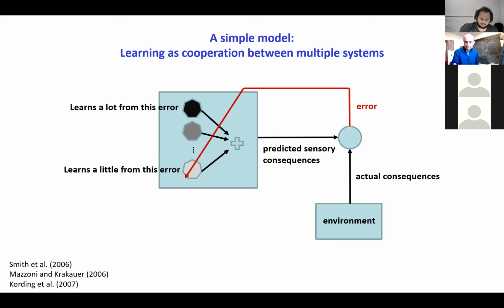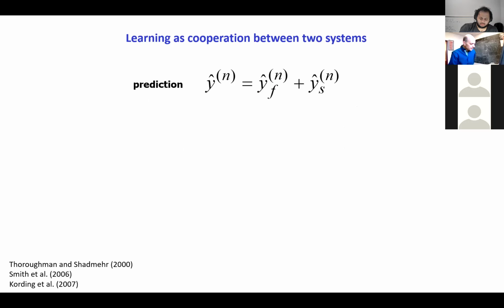For whatever reason, there would be different sensitivities to this error. So let's imagine a very simple scenario. Suppose we have two systems. I'm going to call one of them a fast system, and the other a slow system. Both of these systems are going to make predictions, and my prediction about what's about to happen is the sum of these two systems.